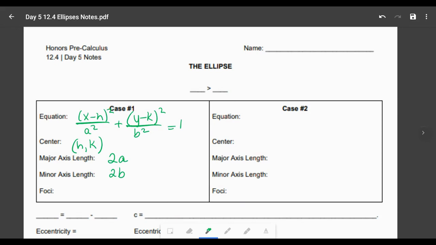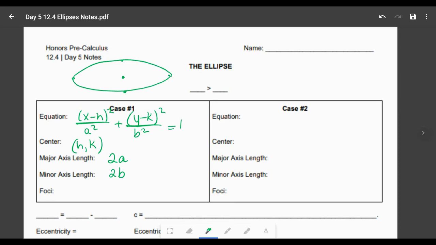Being that the major axis is related to the x minus h squared portion, that means that if I have the center of my ellipse, it's going to be longer horizontally than it is vertically. And that's how you make your ellipse sketch.